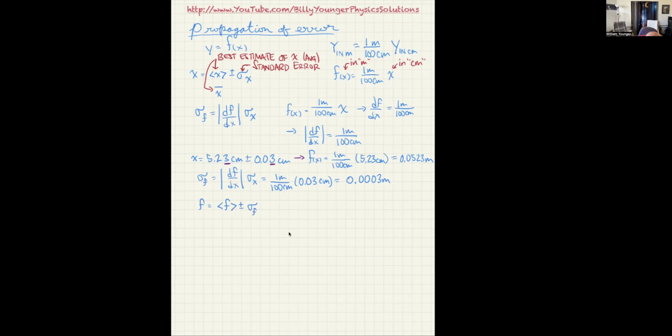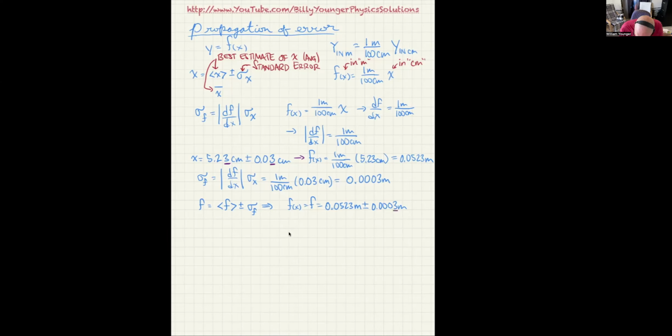So now we could say that f is equal to some best estimate of f plus or minus the uncertainty in f. And we've got all the stuff we need to do that, so we can now say that f of x, or we could just call it f, either one, is actually going to be equal to 0.0523 meters plus or minus 0.0003 meters. So the 3 lines up in the first, second, third, fourth decimal place.